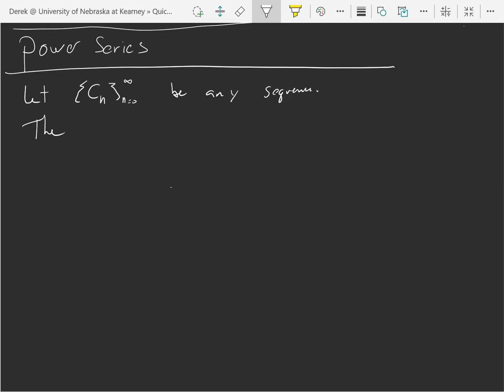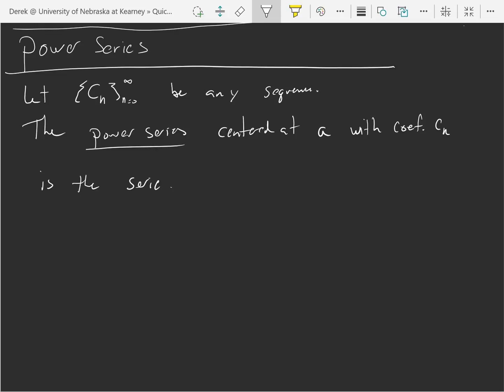The power series centered at a with coefficients c sub n is the series, the sum from n equals 0 to infinity, c sub n, x minus a to the n, where x is a variable.